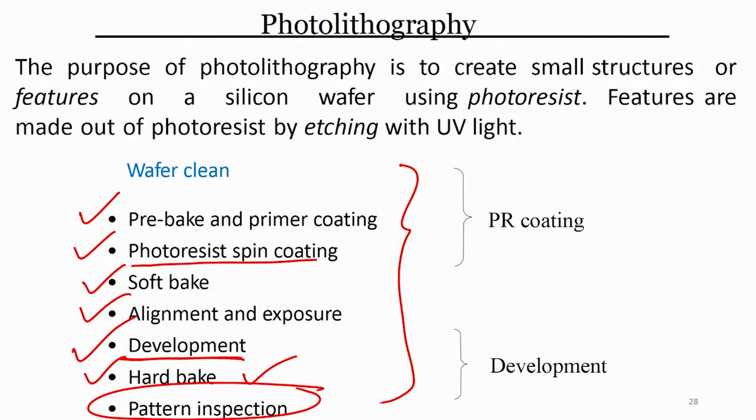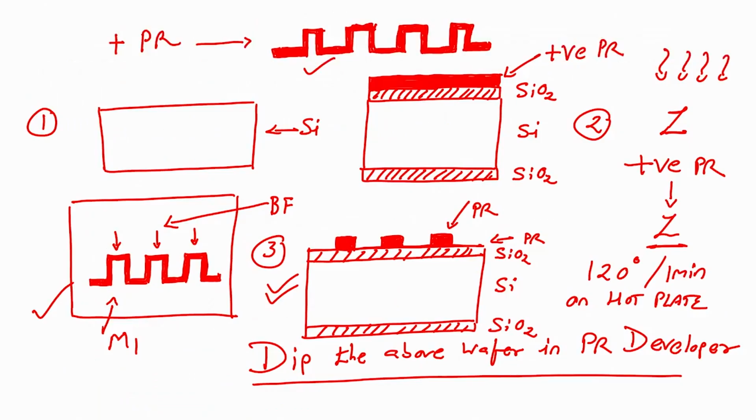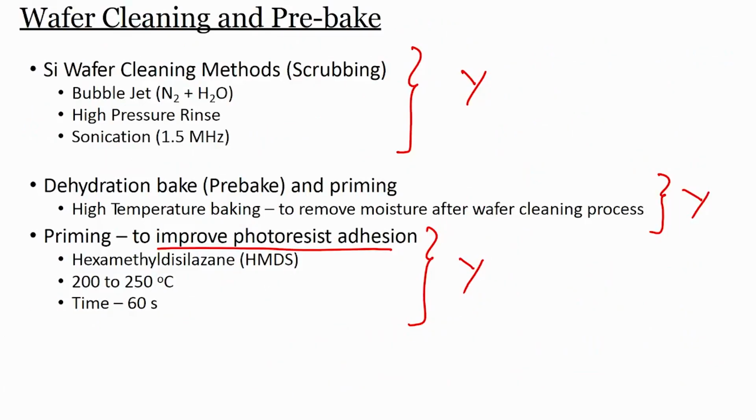Right now, what have we seen? We have seen how you can clean the wafer and how you can do the lithography step. For performing the lithography step, we have seen certain steps right from wafer cleaning, then pre-baking and primer coating, then photoresist spin coating, then soft baking, then aligning the mask and exposing the wafer, then developing, then hard baking, then pattern inspection, followed by an example here. And we have seen the wafer cleaning, priming and dehydration steps.